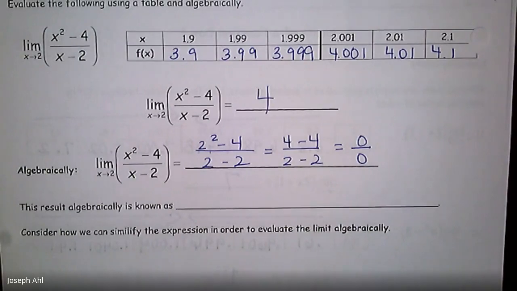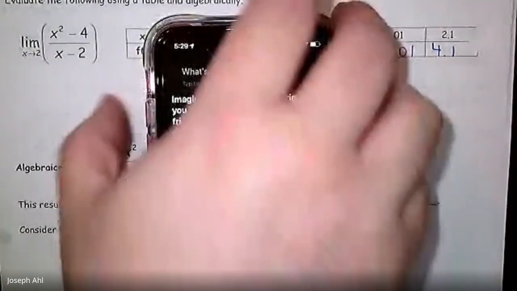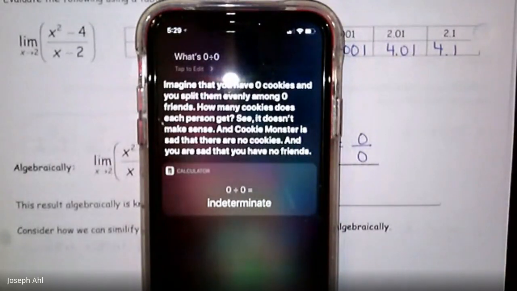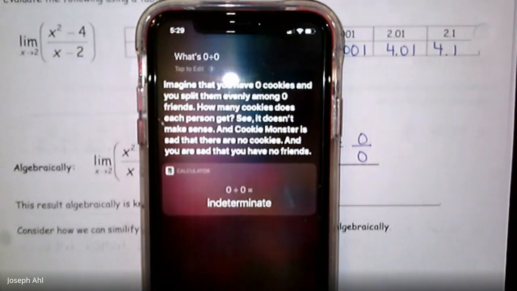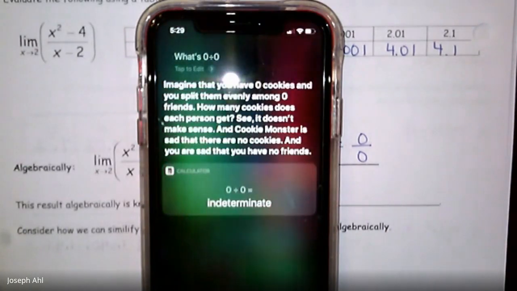What's 0 divided by 0? Imagine that you have 0 cookies, and you split them evenly among 0 friends. How many cookies does each person get? See, it doesn't make sense. And Cookie Monster is sad that there are no cookies. And you are sad that you have no friends. That is kind of sad, isn't it, guys?